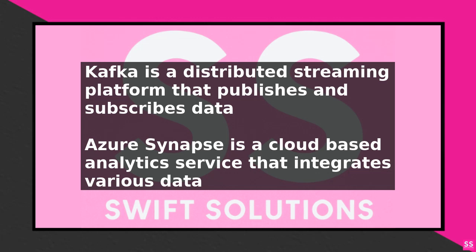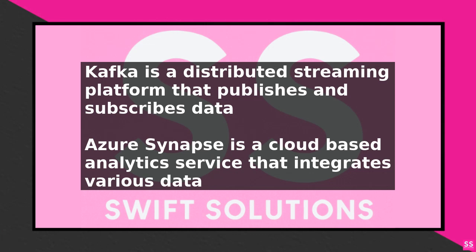Step 2: Setting up Kafka and Azure Synapse. To set up Kafka and Azure Synapse, you need to create a Kafka cluster and an Azure Synapse workspace. You can create a Kafka cluster using Azure HDInsight or Confluent Cloud. Once you have created the Kafka cluster and Azure Synapse workspace, you need to configure the Kafka connector to send data to Azure Synapse.